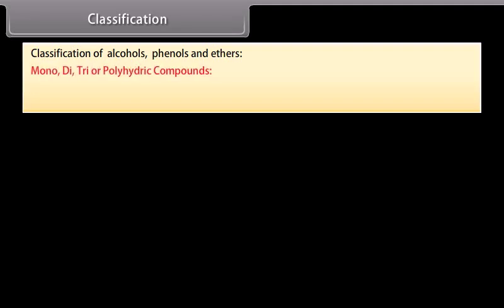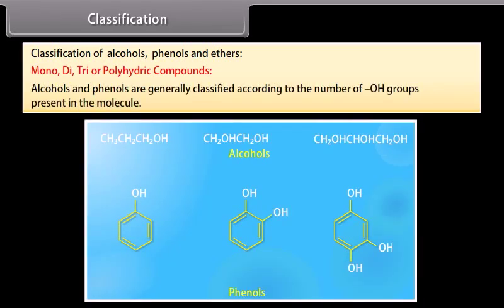Classification. Classification of alcohols, phenols, and ethers. Mono, di, tri, or polyhydric compounds. Alcohols and phenols are generally classified according to the number of hydroxyl groups present in the molecule.